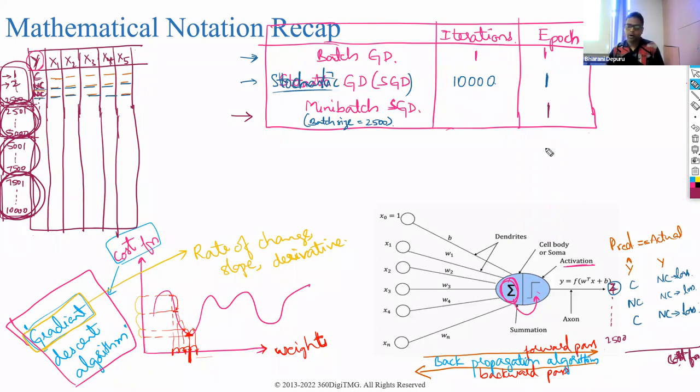So one epoch means all the observations should be passed once through your network. In one epoch, how many times are weights getting updated? Four times. So the number of iterations will be? These are the three algorithms that you people should be aware of.